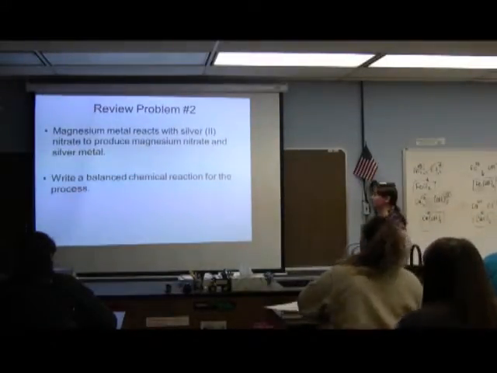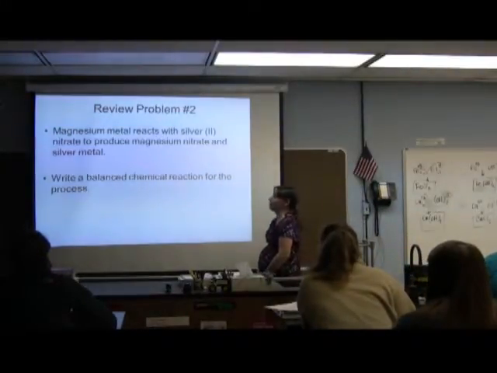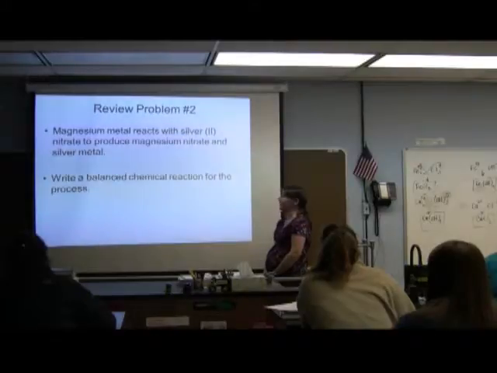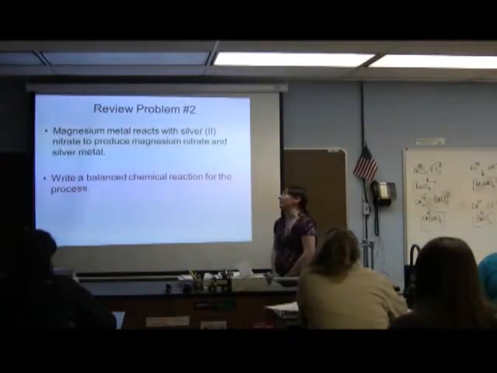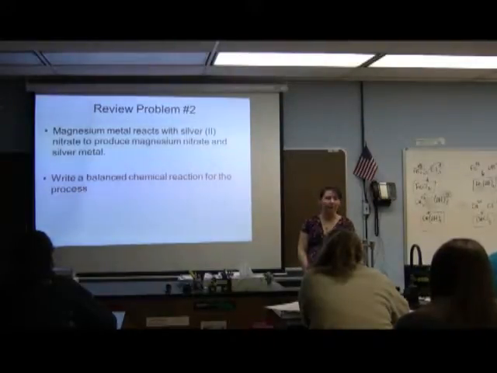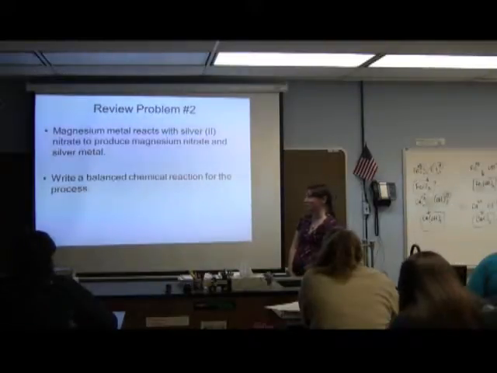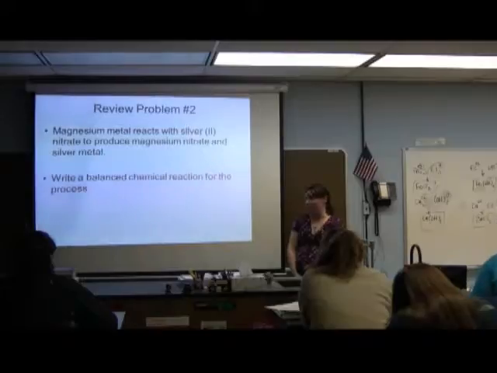Alright, try this one. Magnesium metal reacts with silver 2 nitrate to produce magnesium nitrate and silver metal. By the way, what's the formula for magnesium metal? I've got a sheet of magnesium. What's its formula? Mg. Right, so when you see metal, it just means it's Mg. No charge, just plain old Mg.